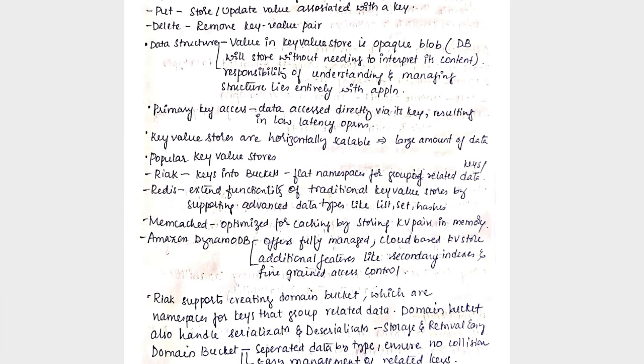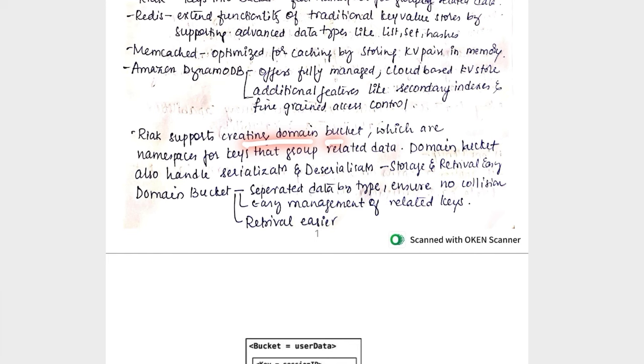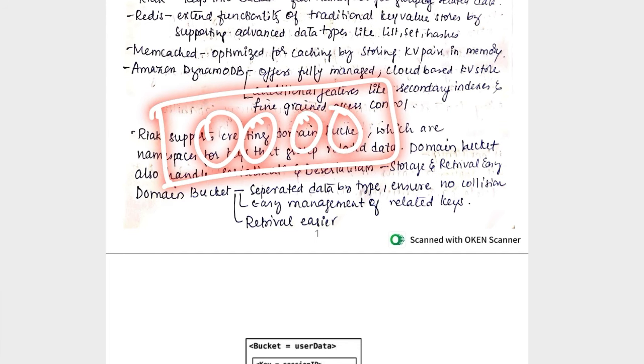Next, moving on further, Riak supports creating domain buckets. Speaking about Riak, it supports creating domain buckets, which are namespaces for keys that group related data. So we can group all the related data into this bucket. These are called domain buckets. By domain we can understand, right?